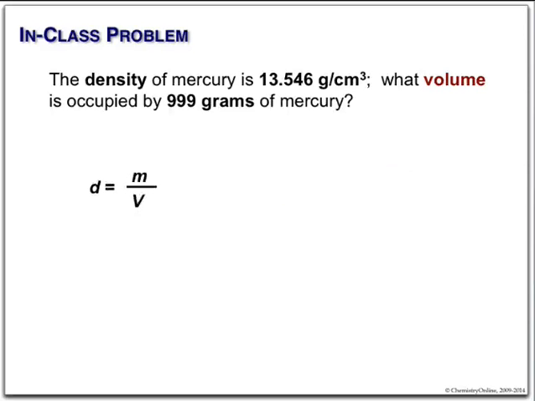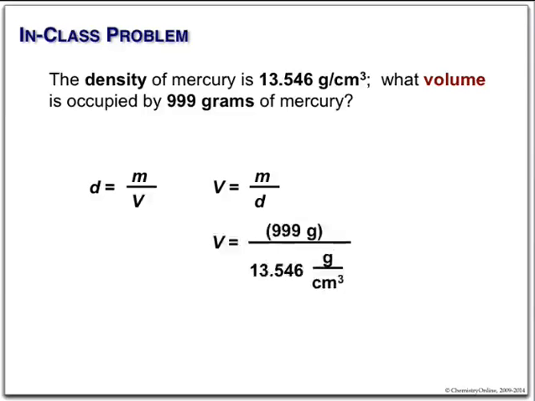Density is mass per unit volume. We are looking for volume. So we need to solve this little algebraic thing here for V. When we do that, it looks like this. Mass divided by our density. All right. All we have to do now is simply plug the numbers in. We have 999 grams. Here's our density, 13.5 grams per cubic centimeter.